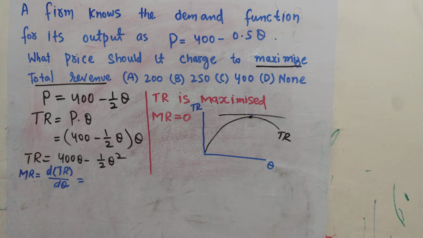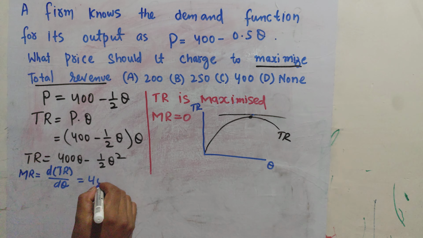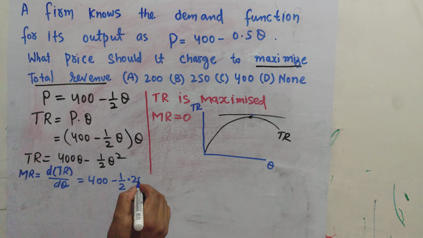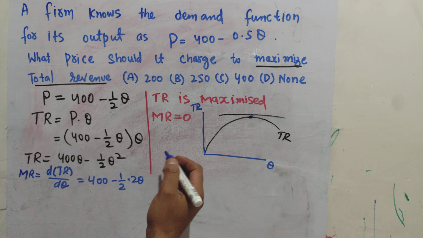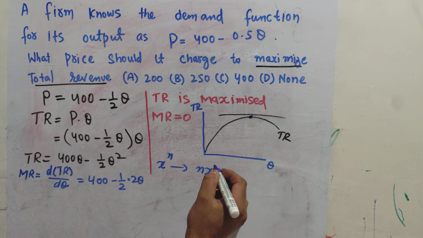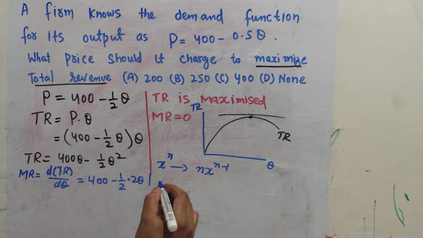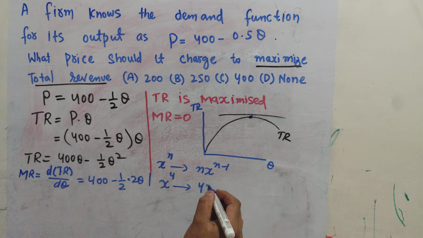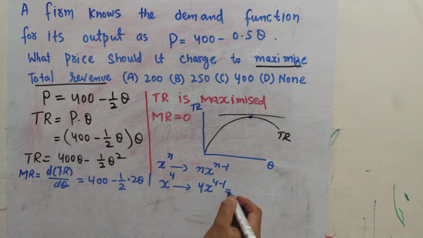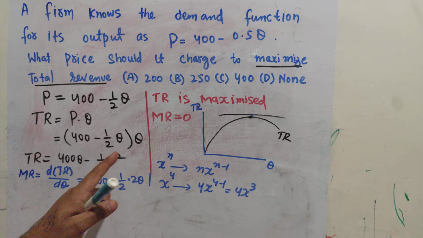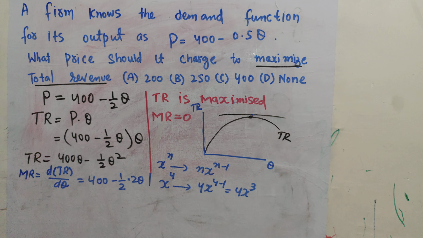Derivative of Q will be 1. By the power function rule, we get 400 minus 1 upon 2, and the derivative of Q square is 2 into Q. Why? Because we know from the power function rule of differentiation, the derivative of x raised to the power n is n becomes the coefficient, we have x, and the exponent is subtracted by 1. Likewise, let us say we have x raised to the power 4, its derivative with respect to x will be 4 becomes the coefficient, then we have x and the exponent is subtracted by 1, which becomes 4x cube. Likewise, I have done it here. 2 becomes the coefficient and the exponent is subtracted by 1, so 2 minus 1 in the exponent becomes 1, and we generally don't write the exponent as 1. So 2 gets cancelled.